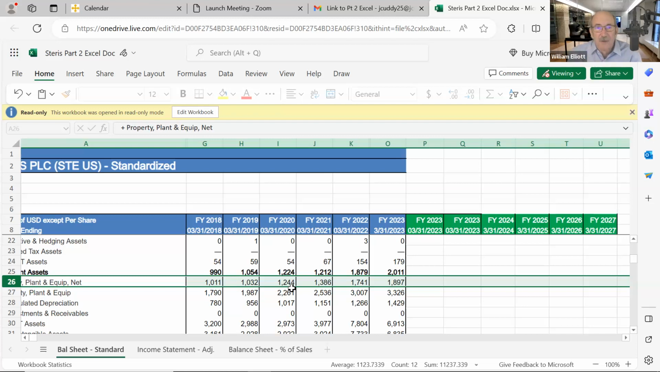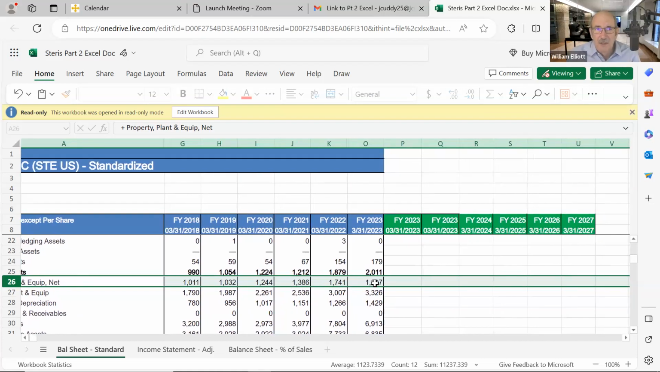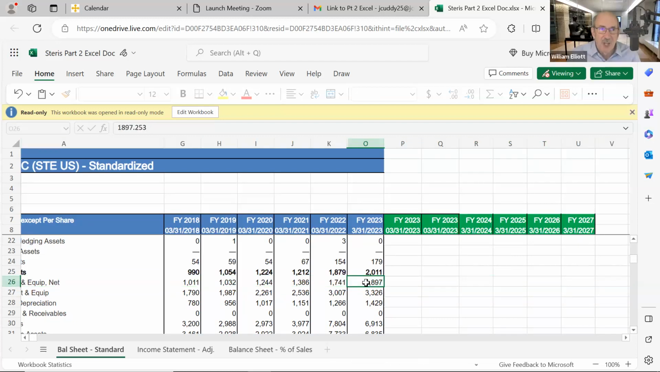For them, most of that has been the result of acquisitions. And the highest is the most recent. That's not unusual for a company that's growing like Steris is, so you would expect some growth in the future. The example that I gave in class of a company that has a factory: if they're at 50%, the sales can go up by quite a lot. They can double before you actually have to increase your plant, property and equipment.